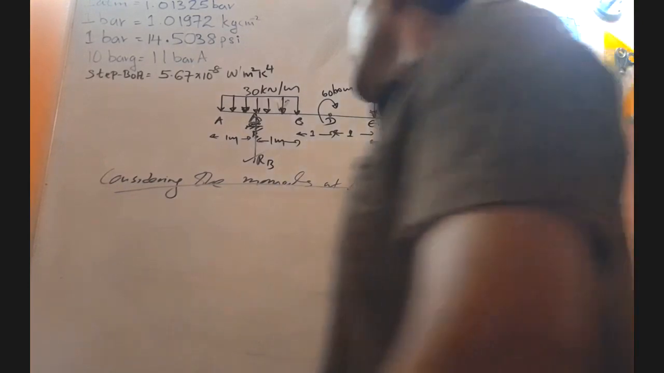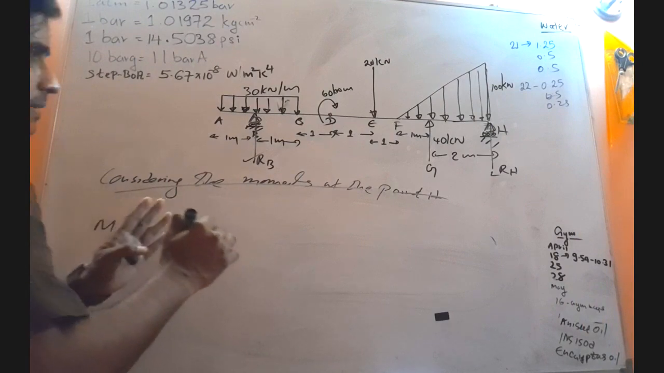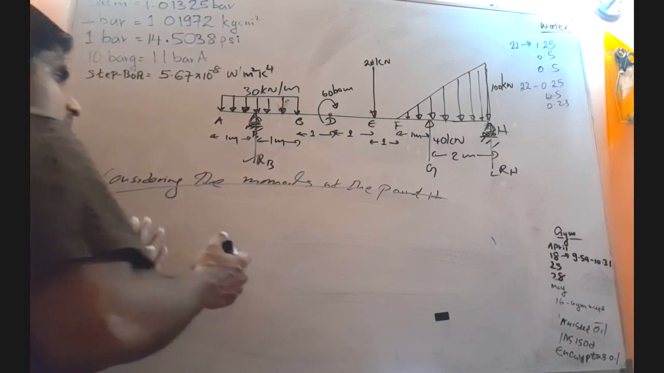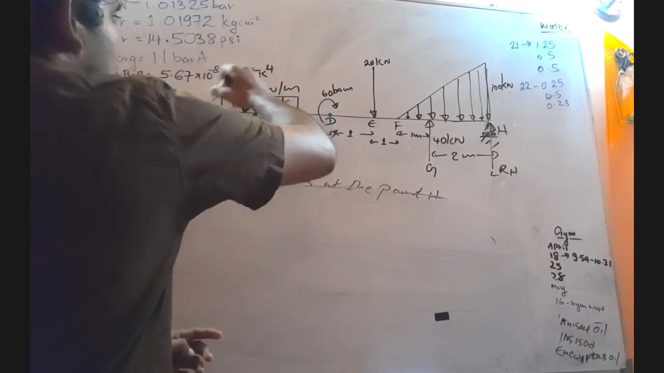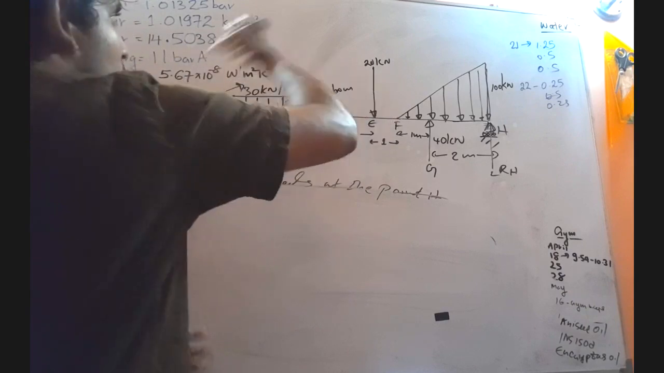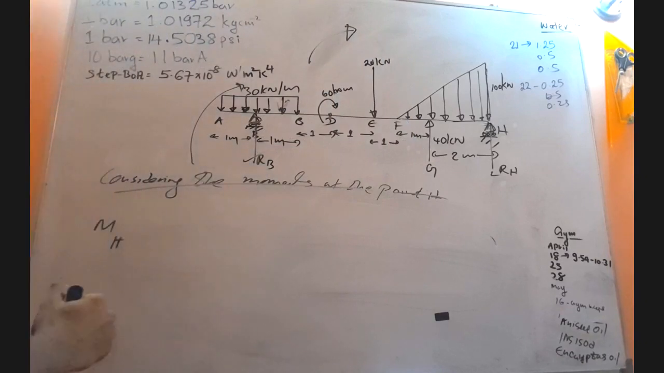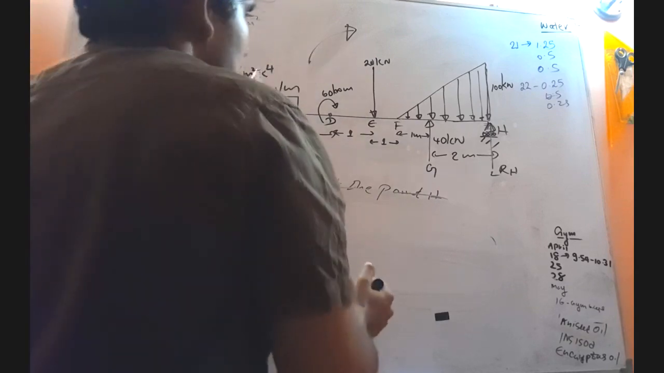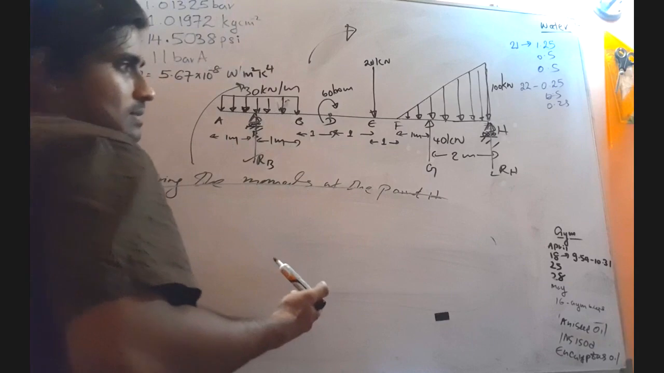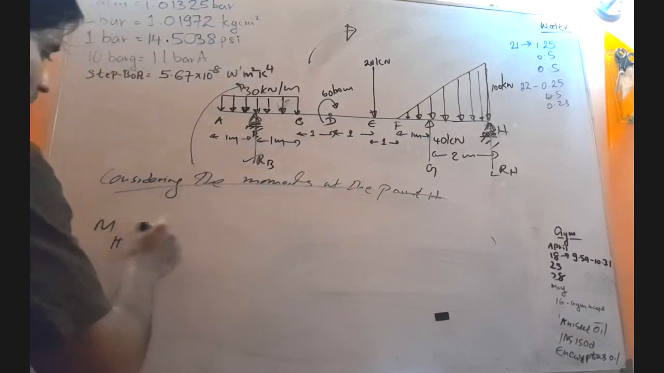So now let's take moment due to all the forces at this point H. So we will denote it by MH. Which direction should we take? We'll take the clockwise direction, like this. So what is the first force? First force, we can consider RB. The moment on this point will be clockwise because of this reaction RB.